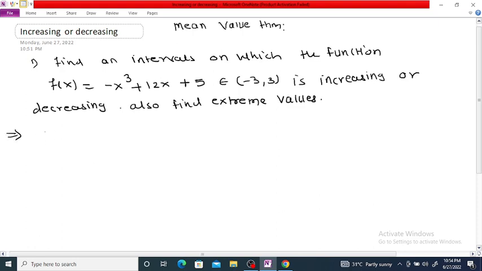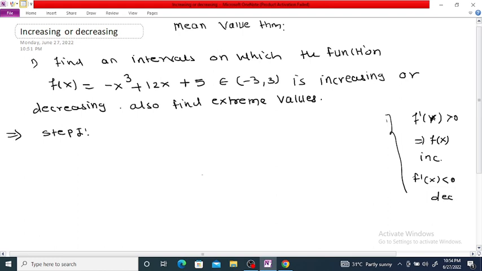So step first, as from the Lagrange's mean value theorem we know that if f dash x is greater than 0, then f of x is a strictly increasing function. And if f dash x is less than 0, then f of x is a decreasing function, strictly decreasing.